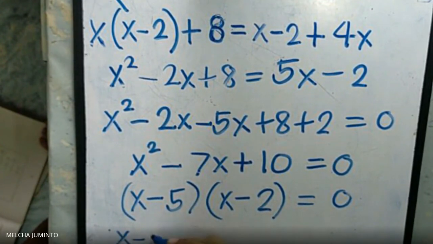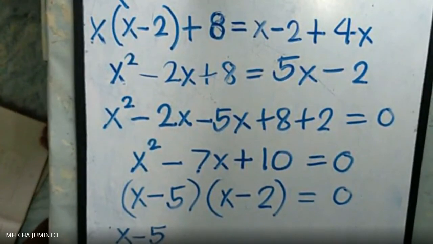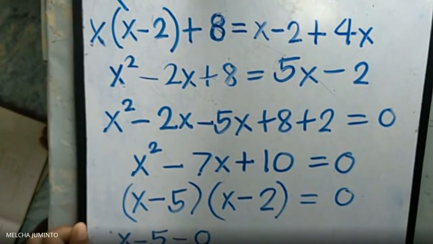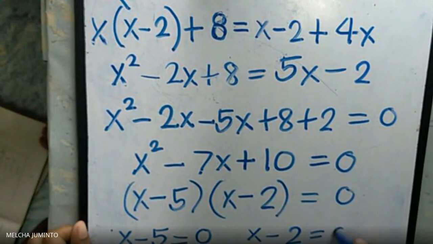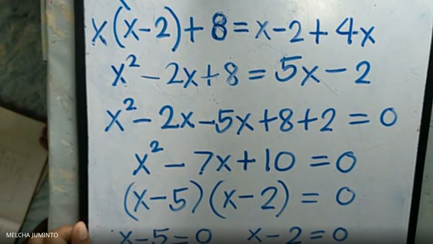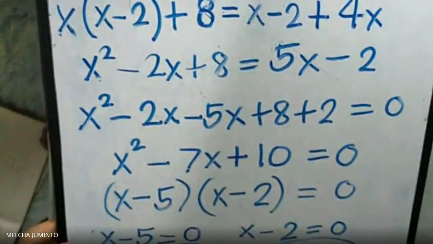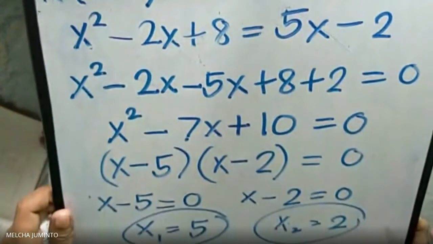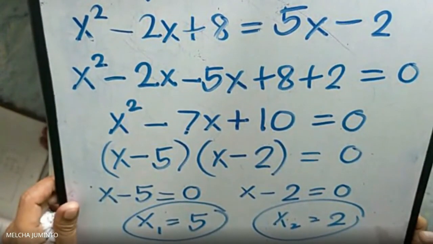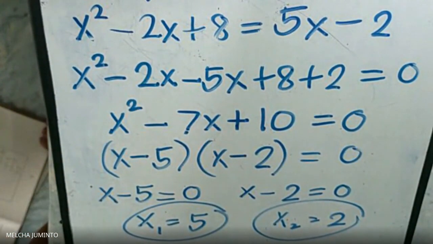Zero product property. X of 1 is 5. X of 2 is 2. The solutions are 5 and 2. Okay? Any questions? Wala po, ma'am.